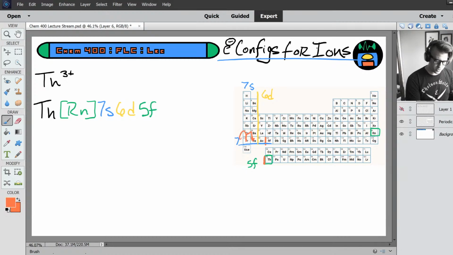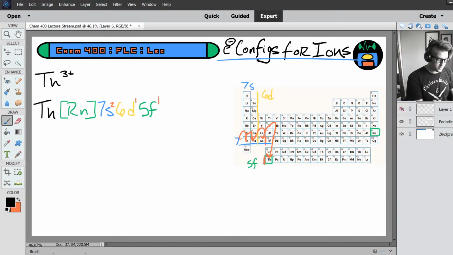Now let's count our way through. We go 2 spaces into the S block, 1 space into the D block, and next we jump down into the F block, and we're only 1 space into the F block. So the electron configuration for thorium is radon 7s2 6d1 5f1. All right, that is the electron configuration for the neutral atom.